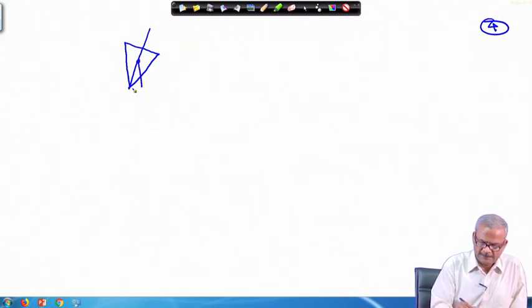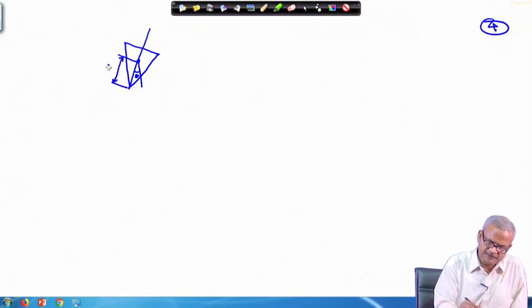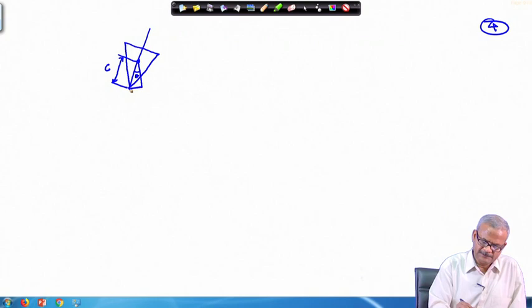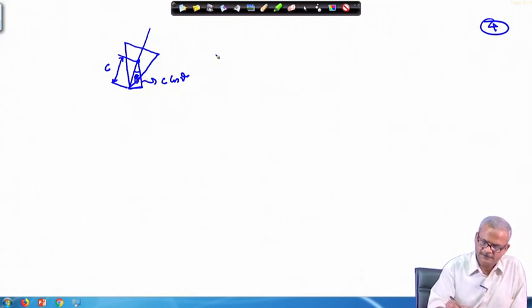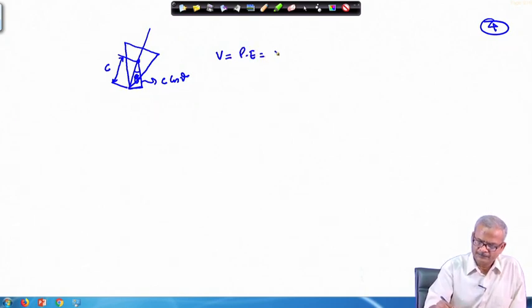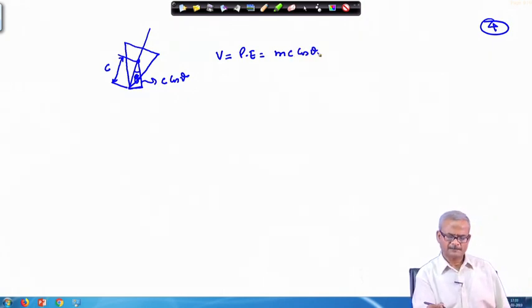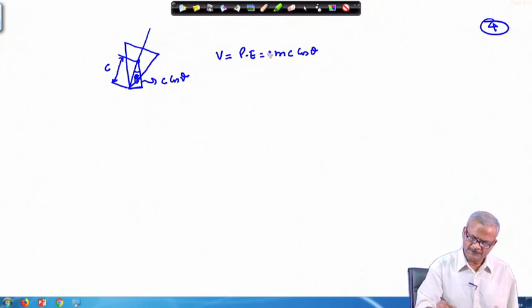So, this is the mass center. The distance from the pivot to the mass center, with this angle theta, we took as c when we stated this problem. So, this vertical distance is c cos theta, okay, this angle is theta. Therefore, the potential energy V becomes equal to m times c cos theta times g.